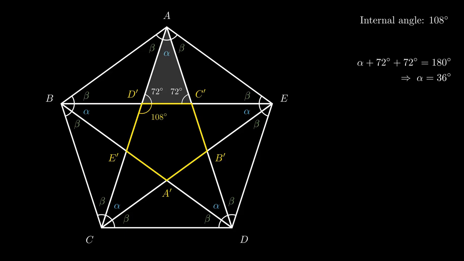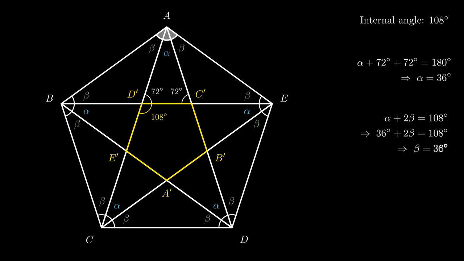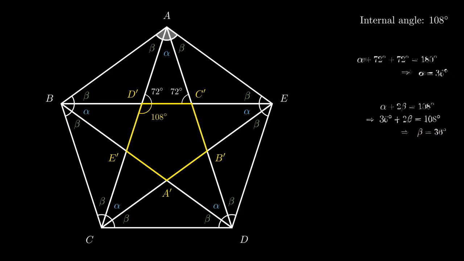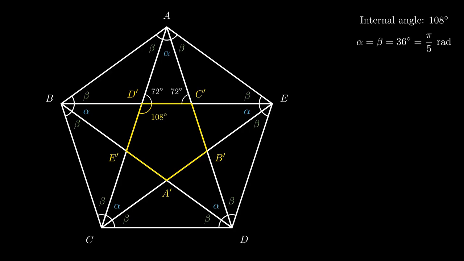To determine the angle beta, let us consider the internal angle A at the top of our pentagon. Since it equals 108 degrees, and it also equals 2 times beta plus alpha, where alpha equals 36 degrees, beta also turns out to equal 36 degrees. The two angles happen to be equal. So, to simplify things, let us get rid of beta and label all angles as alpha. Alpha is equal to a fifth of the straight angle pi, and each internal angle of the pentagon equals 3 times the angle alpha.